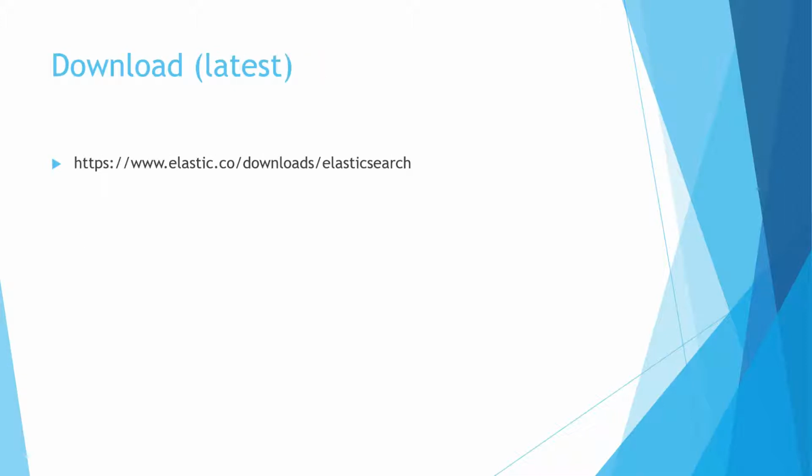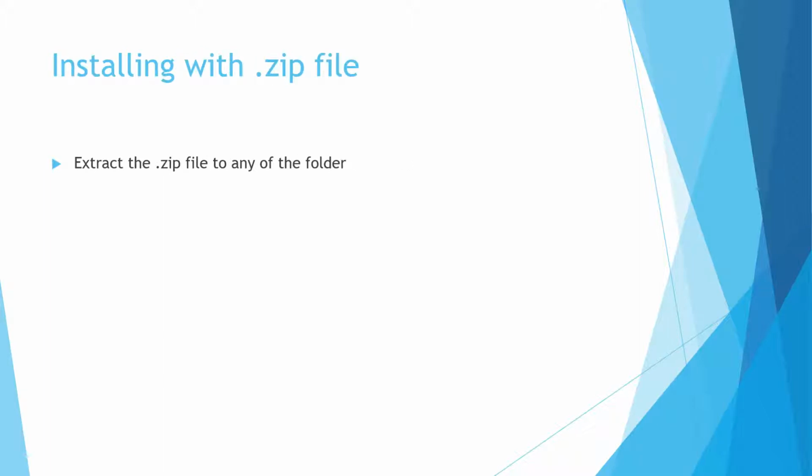To download this, you have to use the elastic.co site. You may check for the latest version, or if you need a specific version, download that zip file into your local system. Once the download is successful, you can extract the zip file into any of your folders.